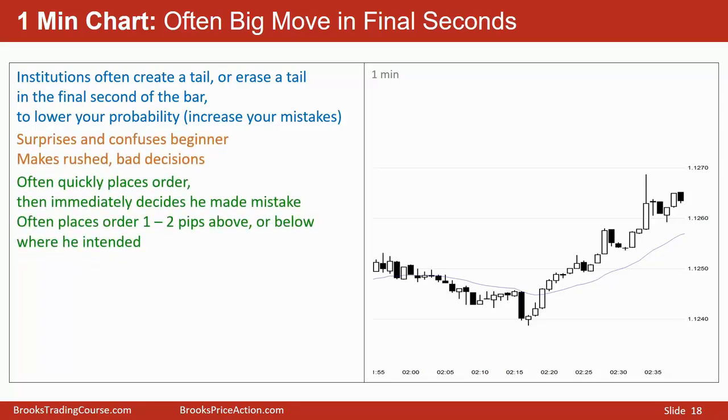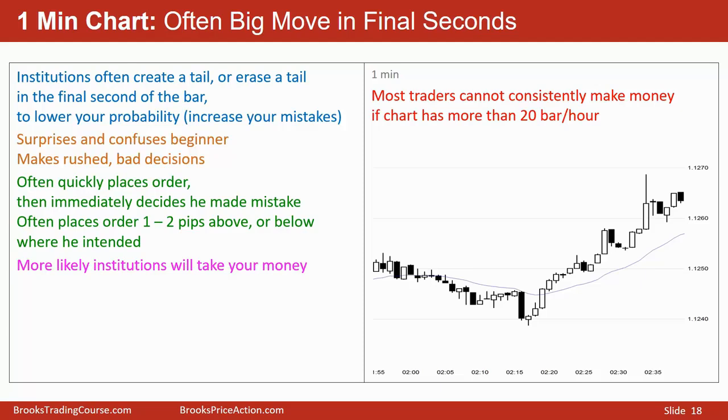What often happens is you place orders quickly, and then you decide you made a mistake. You end up taking a small loss. You end up entering a couple ticks worse than what you intended, and the institutions will end up taking your money because you made a very quick decision and you just did not have enough time to make the decision as well as you would like to do it. So as a result, the institutions will be taking your money.